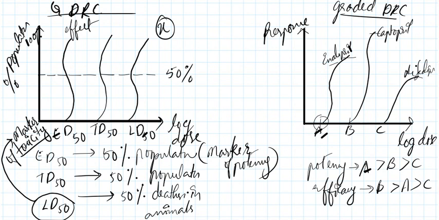Don't confuse. Affinity can be compared only if the two drugs act on the same target. Okay. Only if the DRCs are parallel.